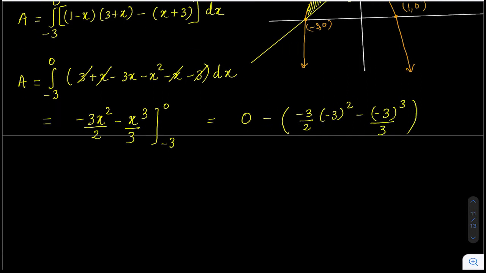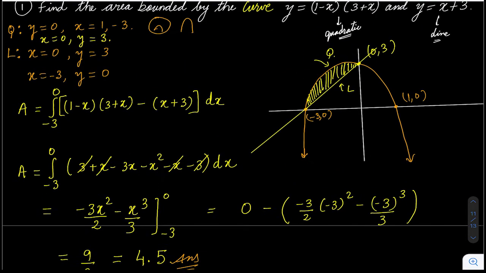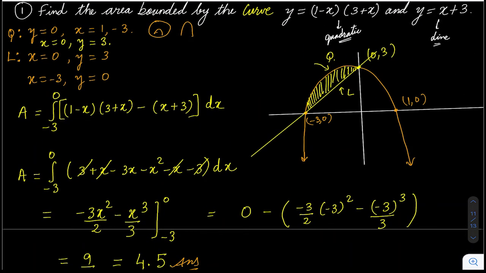So let's use the calculator, or if you can directly simplify, that's also fine. So what we will get here is 9 over 2. That is 4.5. So this will be our answer. So the area between this quadratic and the straight line is 4.5.